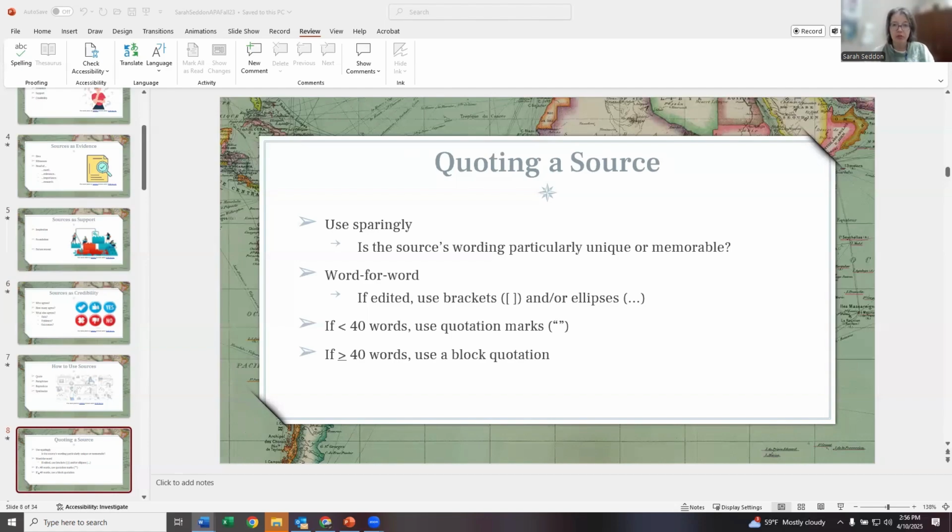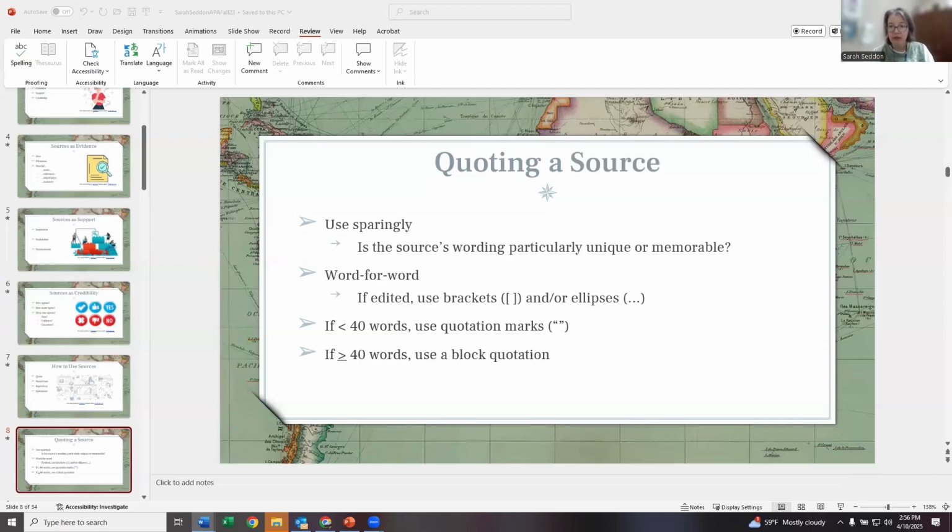So, to make sure we're all on the same page, quoting is when you take the words from an outside source and transplant them into your own paper. As a general rule of thumb, no changes should be made to a quote. They are meant to be word for word. That said, if you do need to make minor edits to it, there's a couple ways you can do that.